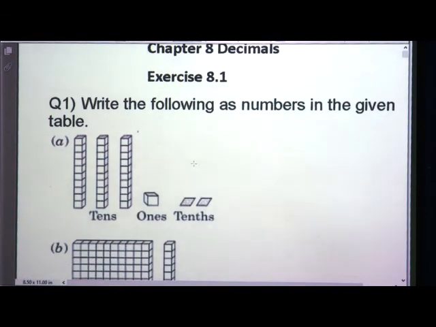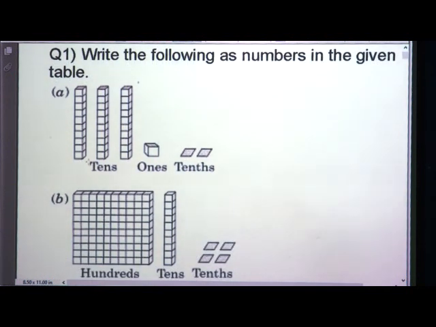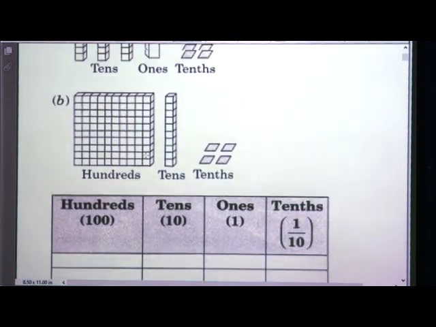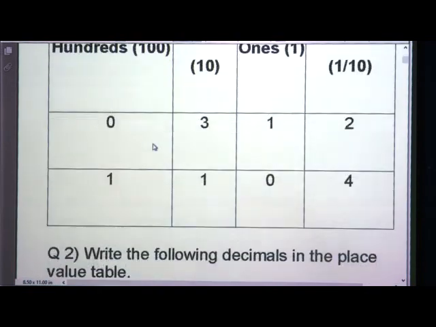See here, write the following as numbers in the given table. Now how many tens do we have here? 3 tens. How many ones? 1 one. And how many tenth part? 2 tenth part. So, let us write this directly in the table given below.